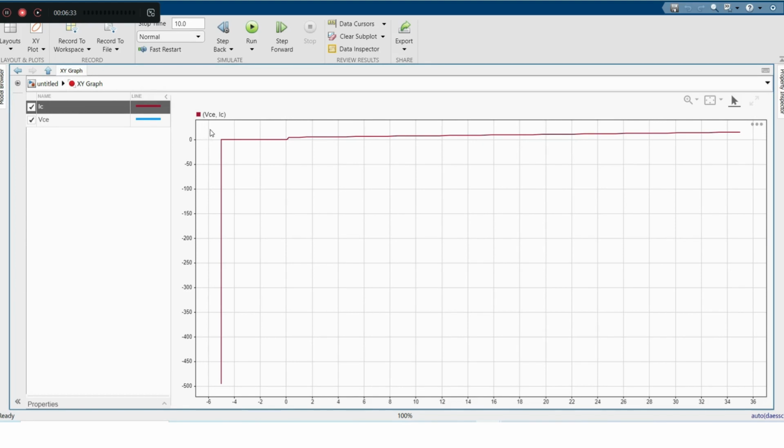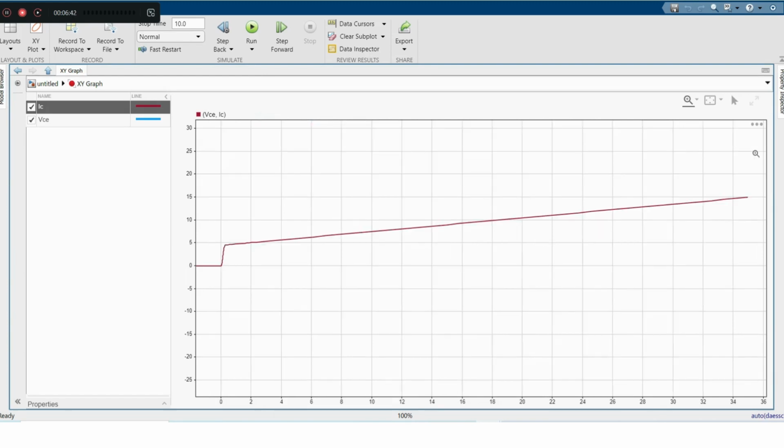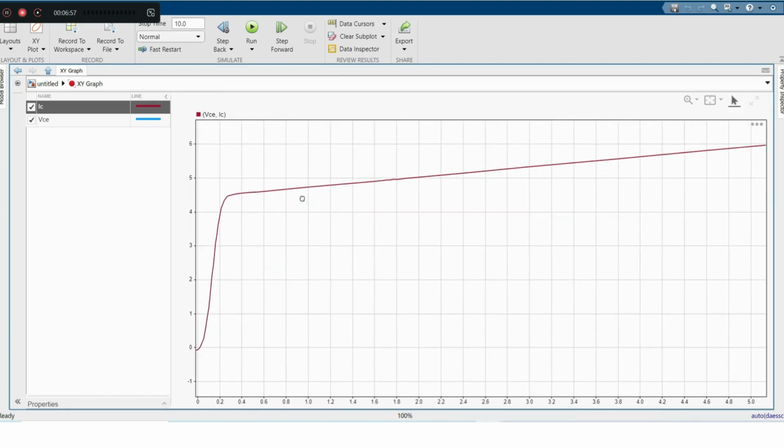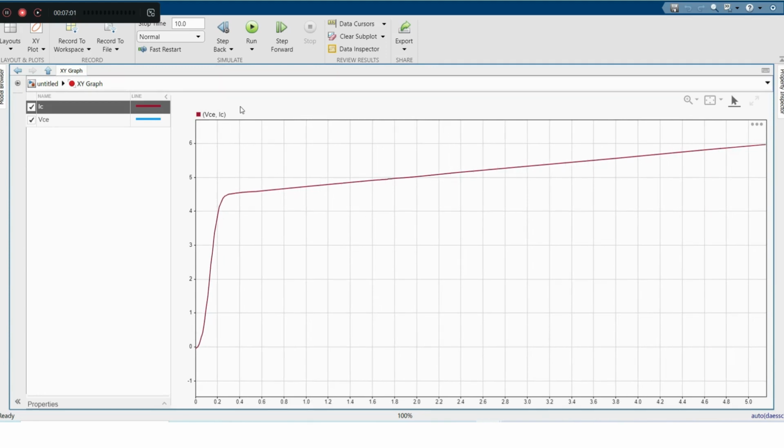So okay, this is our VCE versus IC graph, and now if we want to zoom it, so this is the actual graph in which IC is the y-axis and VCE is the x-axis. So this is the V-I characteristics curve of the NPN transistor.